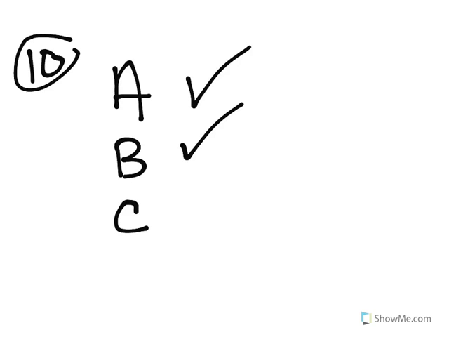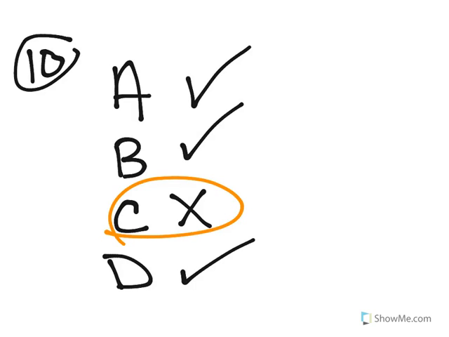C, equivalent ratios are ratios that name a different or unequal ratio. That is incorrect. And then D, when the comparison is to 1 unit, it's called a unit rate. That is correct. So my answer to number 10 is C.